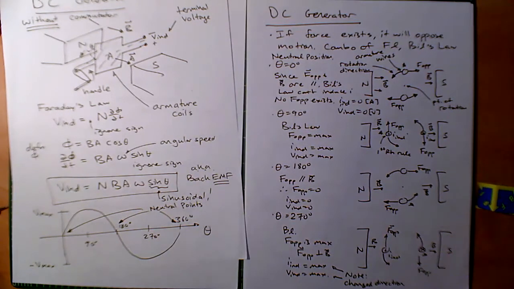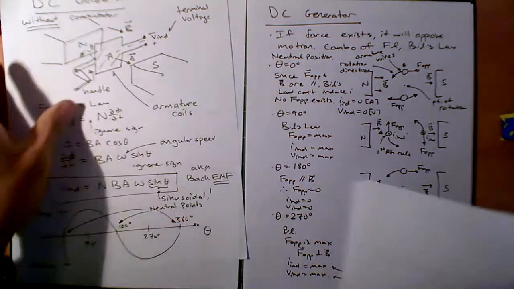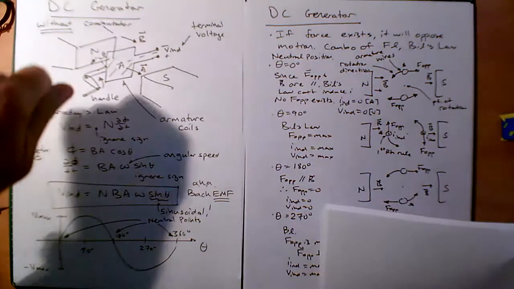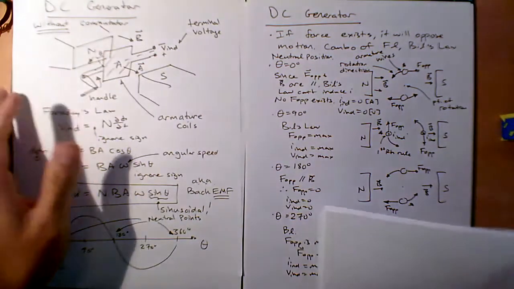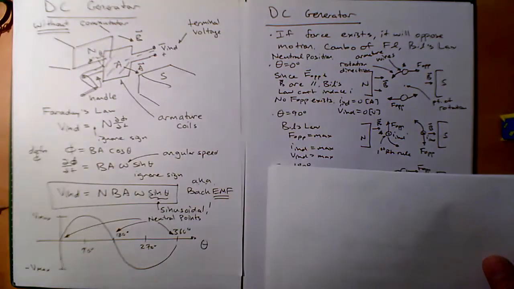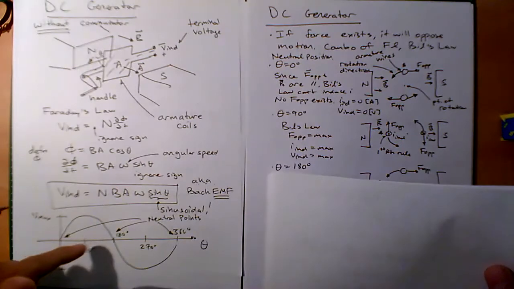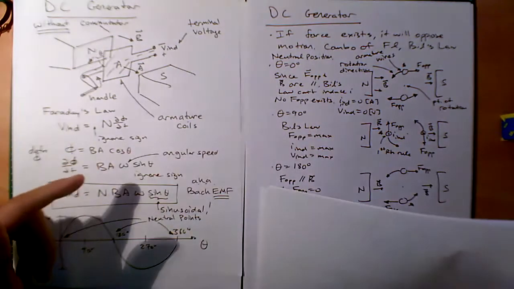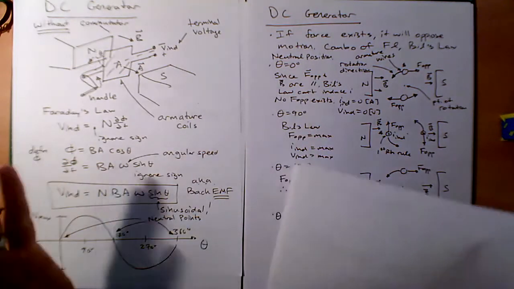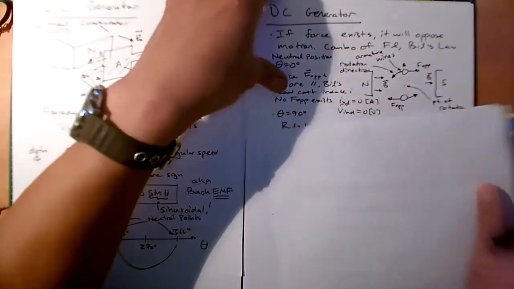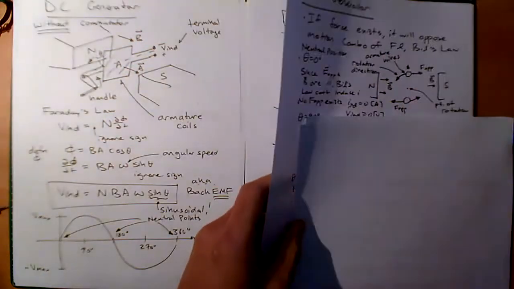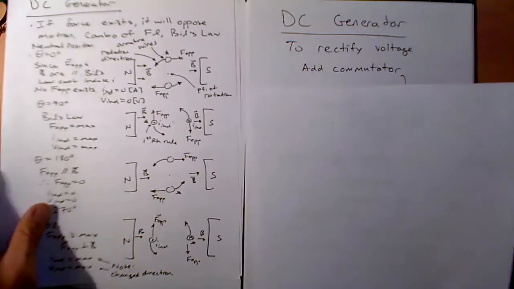Okay, so I hope this gives you some intuition as to how a single coil or a very simple DC generator without a commutator, as it rotates, actually generates AC voltage, AC forces, AC current. And what can we do? We can add a commutator, right? Okay, so let's go to the next slide here.